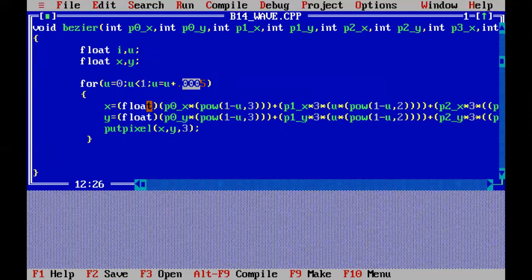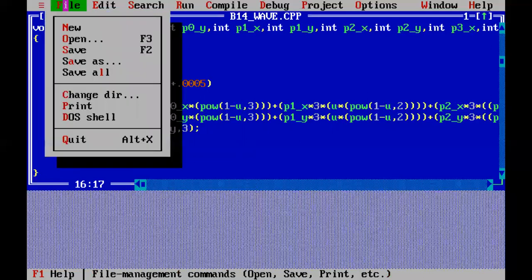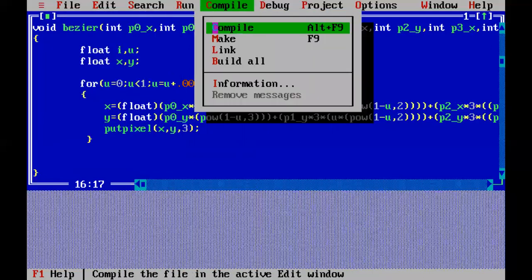First, whatever function we have written, that is x of u equals power of p0 of x into power of 1 minus u comma 3 plus p1x into 3. So whatever we have already seen, the two equations I have written over here for x and y, and after that you just call the putpixel function with x, y comma 3. So I will save it and compile it.